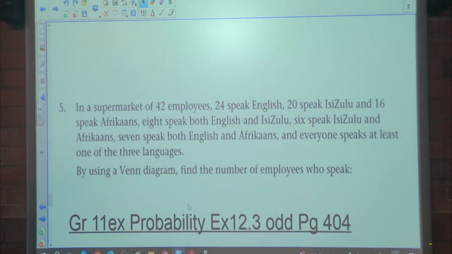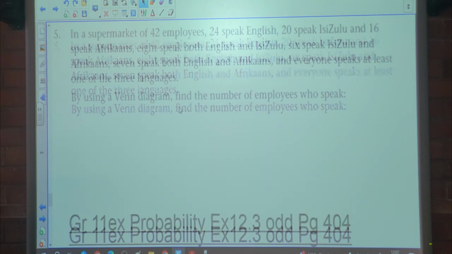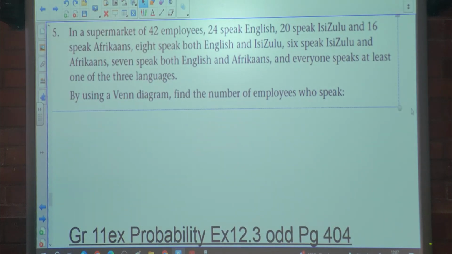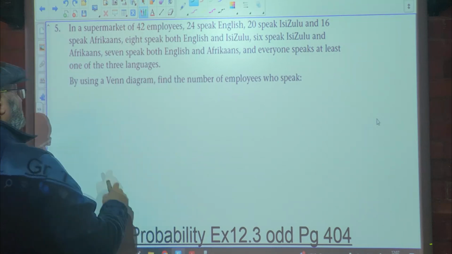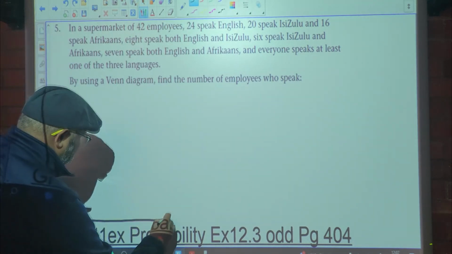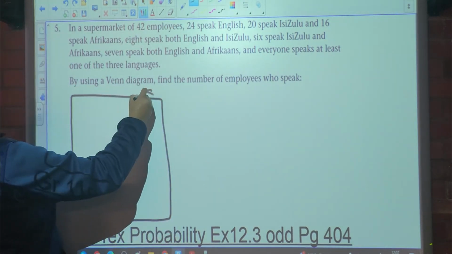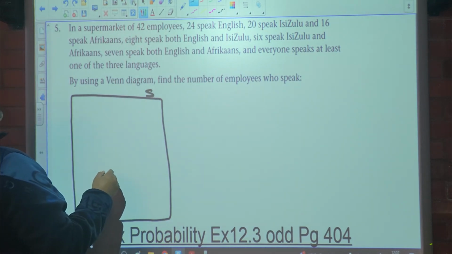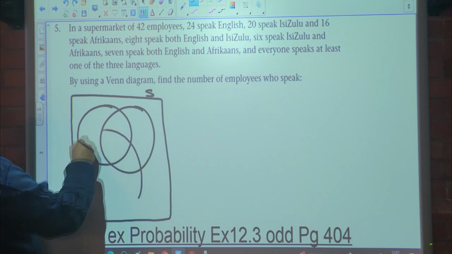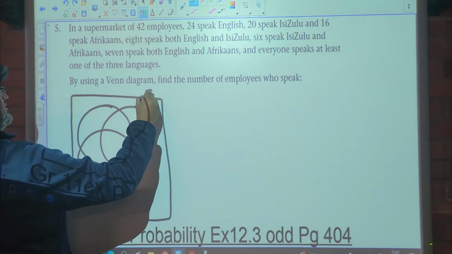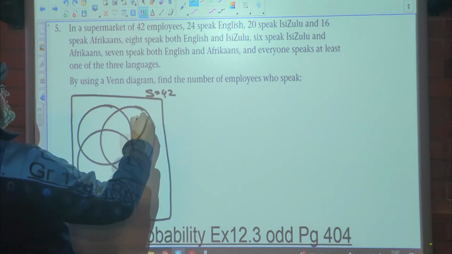Let's look at number 5. In number 5, we are told that in a supermarket of 42 employees. What does that mean? 42 for the sample space. And a total of 42 people in the questionnaire. We got English, Zulu, and Afrikaans. Okay, so 42.